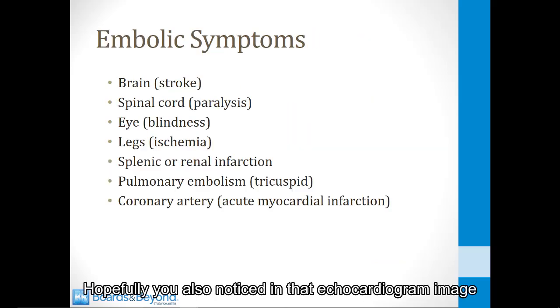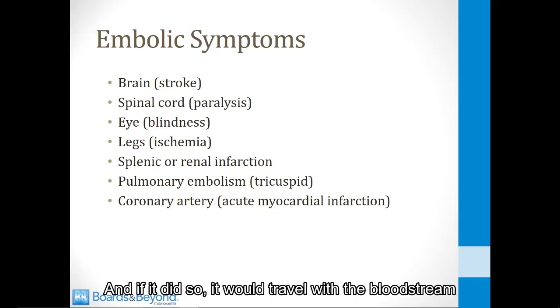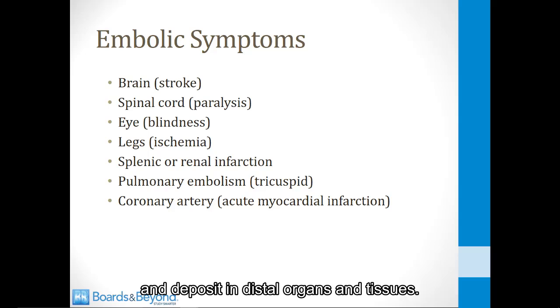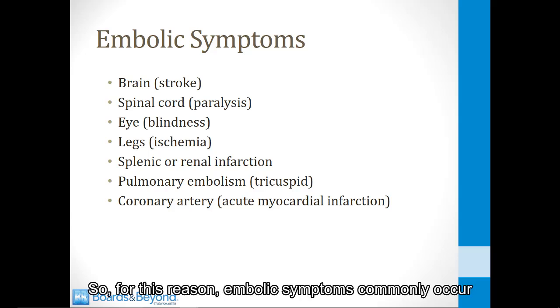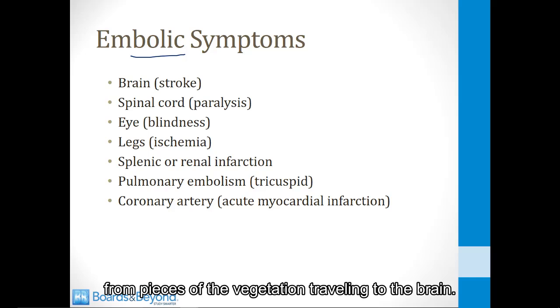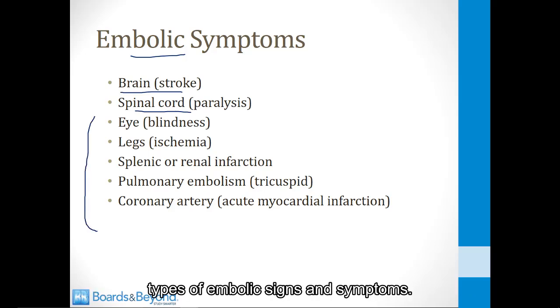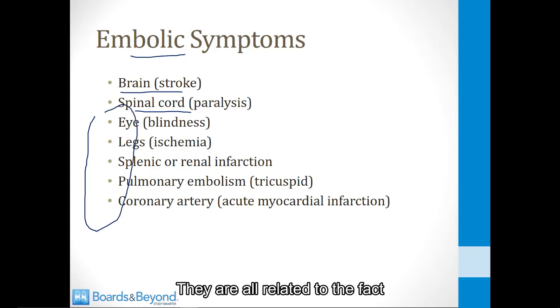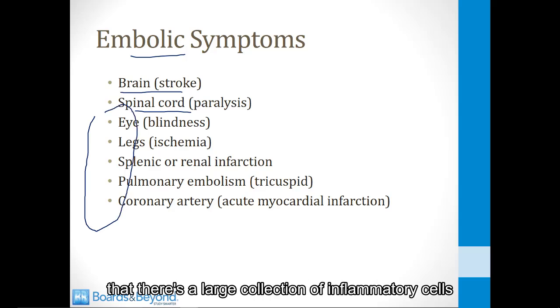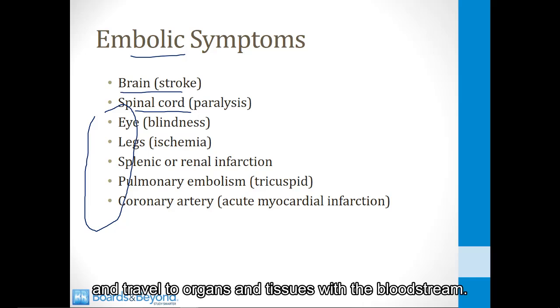Hopefully you also noticed in that echocardiogram image that the mass was very mobile, and you can imagine that a little piece of it could easily break off, and if it did so, it would travel with the bloodstream and deposit in distal organs and tissues. So for this reason, embolic symptoms commonly occur in patients with endocarditis. In particular, they can have stroke from pieces of the vegetation traveling to the brain. They can also have spinal cord involvement and paralysis, and you can also see all these other types of embolic signs and symptoms. They are all related to the fact that there's a large collection of inflammatory cells and bacteria on one of the heart valves, and those cells and bacteria can break off and travel to organs and tissues with the bloodstream.